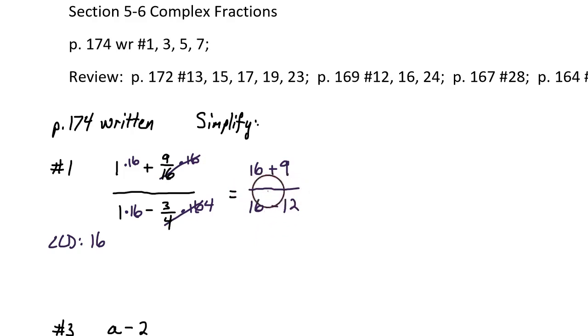We still have our fraction line, but we no longer have fractions in the top or the bottom. Let's figure out this answer. 16 plus 9 is 25 in the top. 16 minus 12 is 4 in the bottom. The answer is 25 over 4.